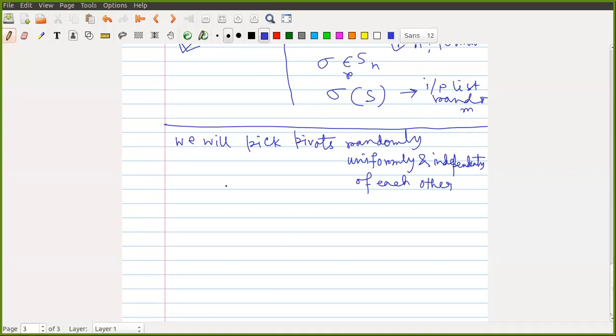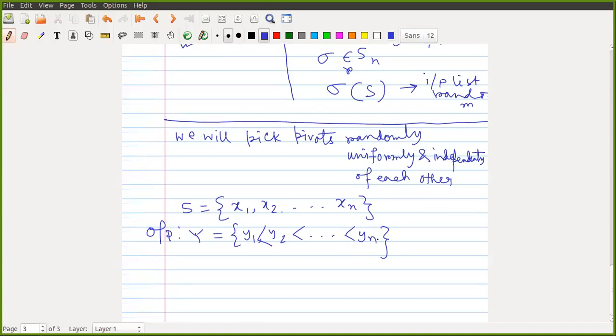So basically, suppose S is our list and these elements are x1, x2, dot dot xn. And suppose we output the sorted list, suppose that is y. So we have y1, y2, and so on, and y is a permutation of S. So this y is what we want to output, right?